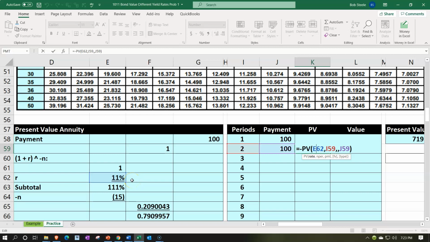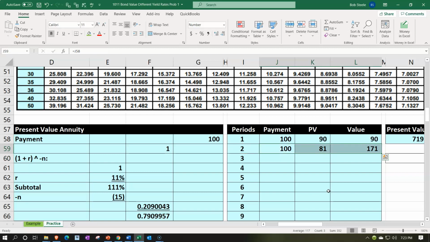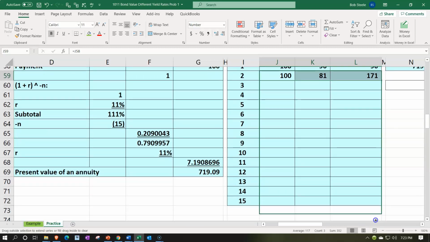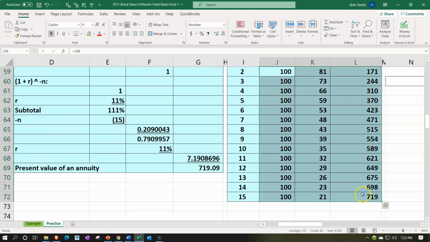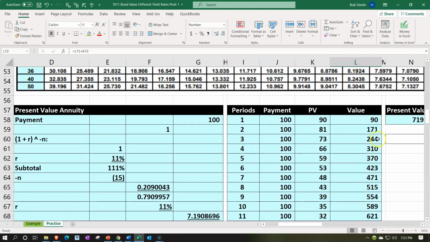It's in cell E62. Cursor in there, selecting F4 on the keyboard, $ before the E and 62. You only need a mixed reference, but absolute is a little easier in my opinion, so I used it. Selecting those cells, dragging down the fill handle to 15 periods. There we have it, and there's that 719 again.